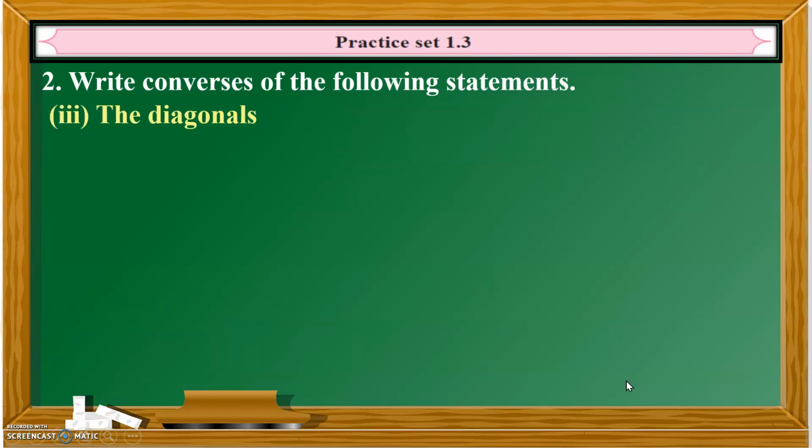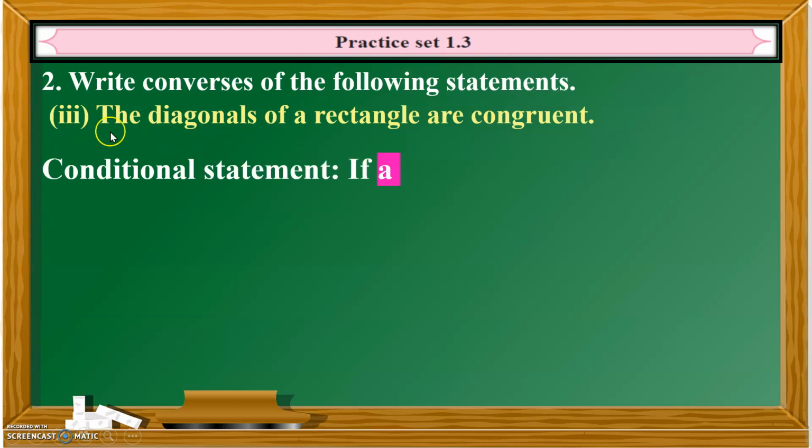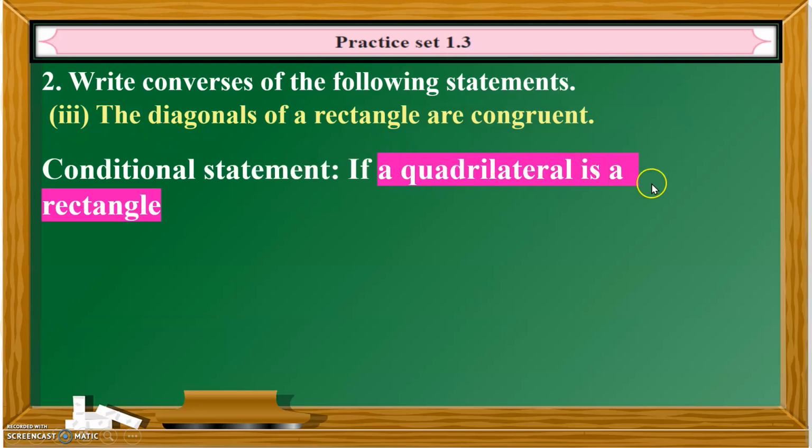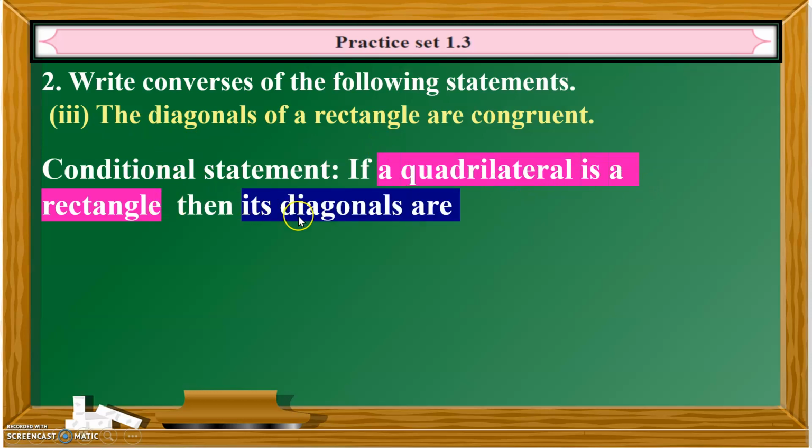What is the next question? The diagonals of a rectangle are congruent. Let's write the conditional statement, because this question is not a conditional statement. That is, if a quadrilateral is a rectangle, then its diagonals are congruent. Correct? Because it's a quadrilateral. This word is missing, it's hidden.